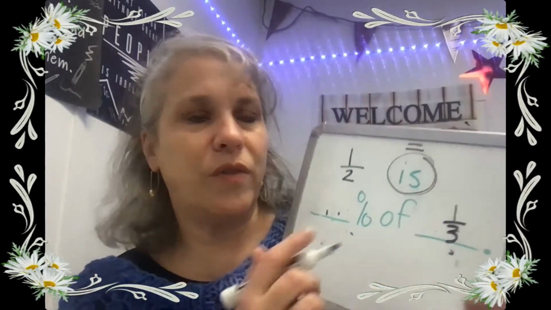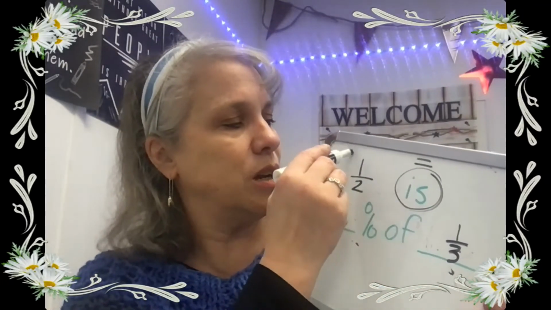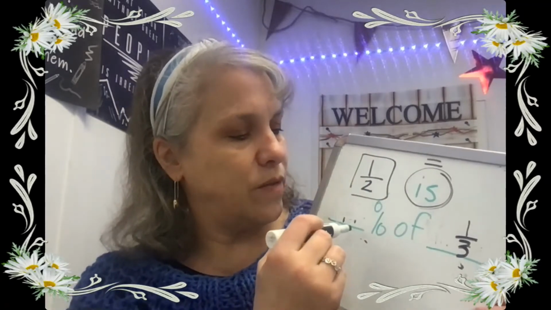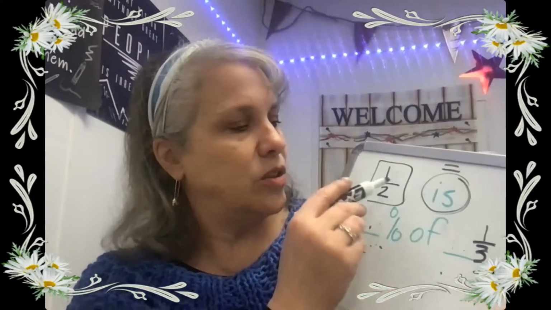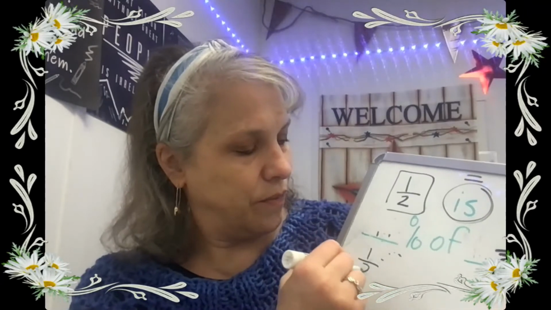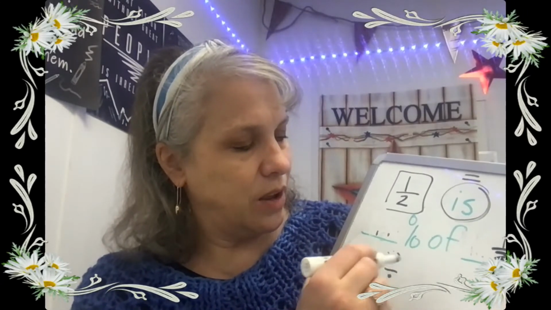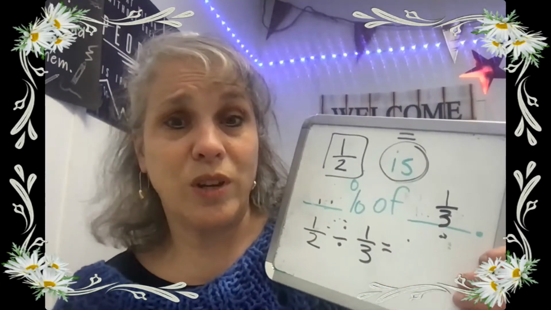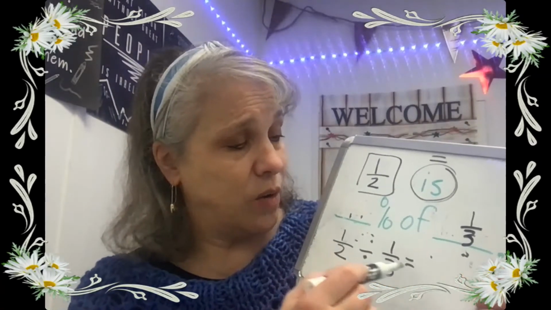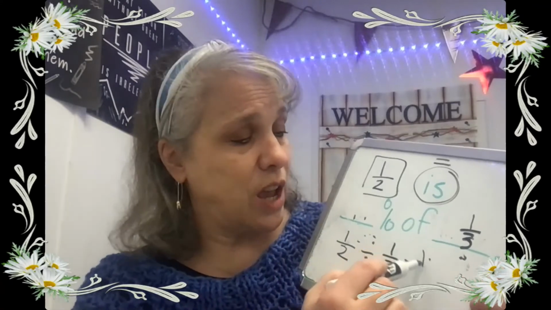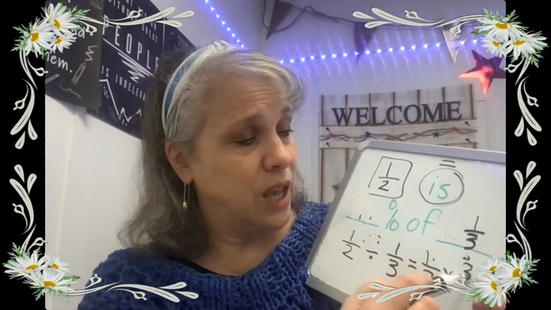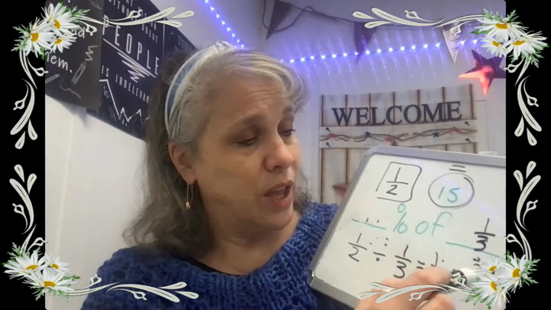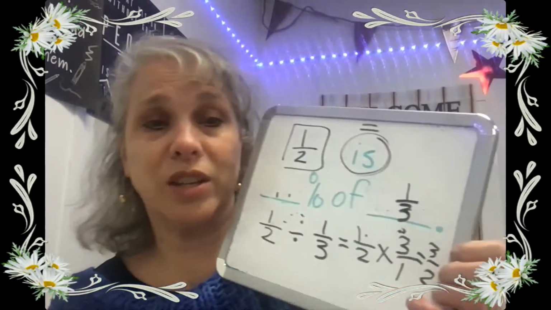Okay, so what I tell the students is this is an equal sign. So if I have this number here and one of these numbers, I divide. So 1/2 divided by 1/3. And that is going to be my answer when I figure that out. When I divide fractions, I go 1/2 times, and then I do the reciprocal. And then I get a final answer.